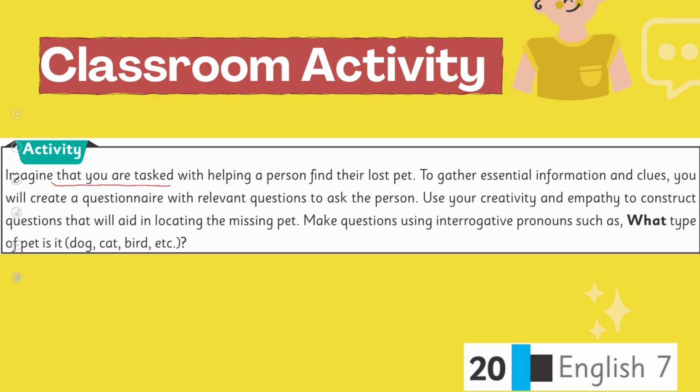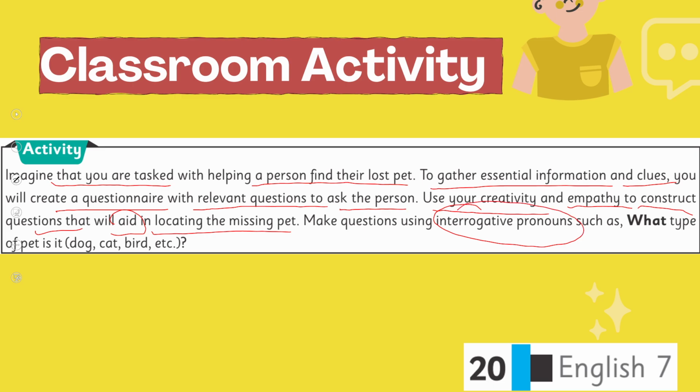Again, we have an activity. Imagine that you are tasked with helping a person find their lost pet. To gather essential information and clues, you will create a questionnaire with relevant questions to ask the person. Use your creativity and empathy to construct questions that will aid in locating the missing pet. Make questions using interrogative pronouns such as what type of pet is it?